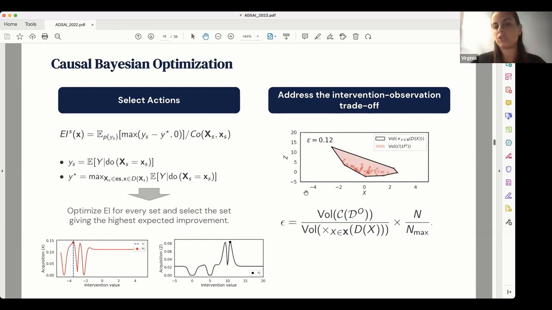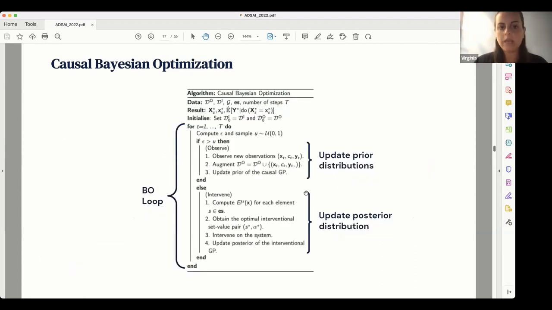So if our interventional domain is much larger than the convex hull of the observational data, we want to intervene more. Vice versa, if the observational data are capturing the interventional domain that we are interested in, then we want to observe more. So overall, putting all of these elements together, we get to our causal Bayesian optimization algorithm.